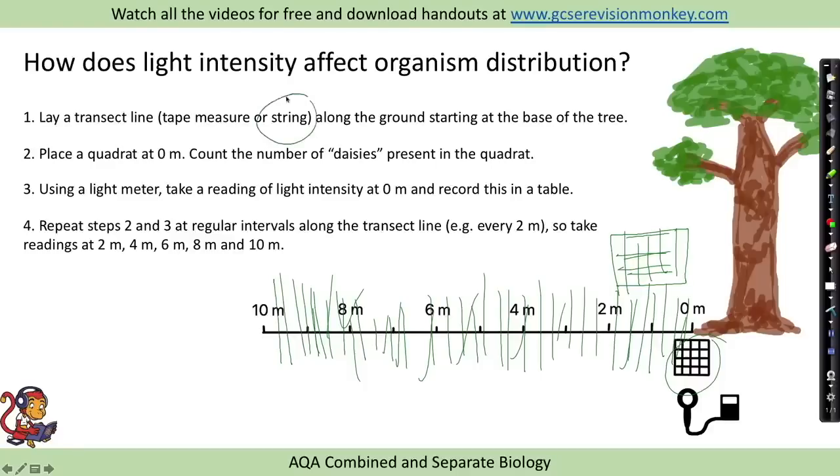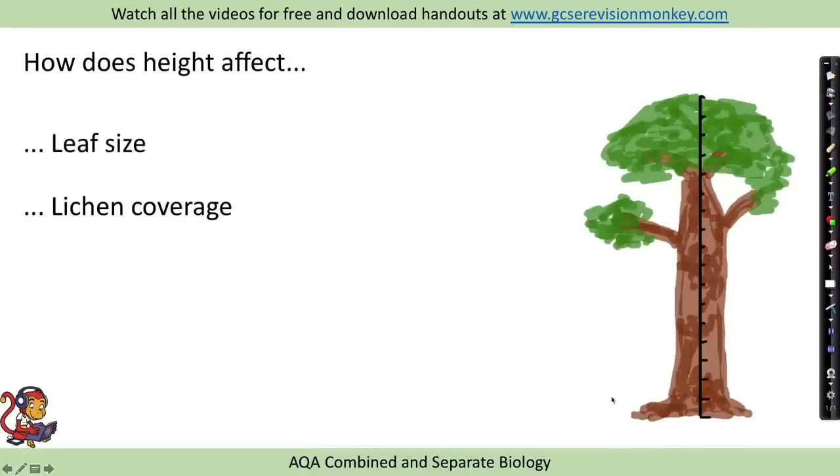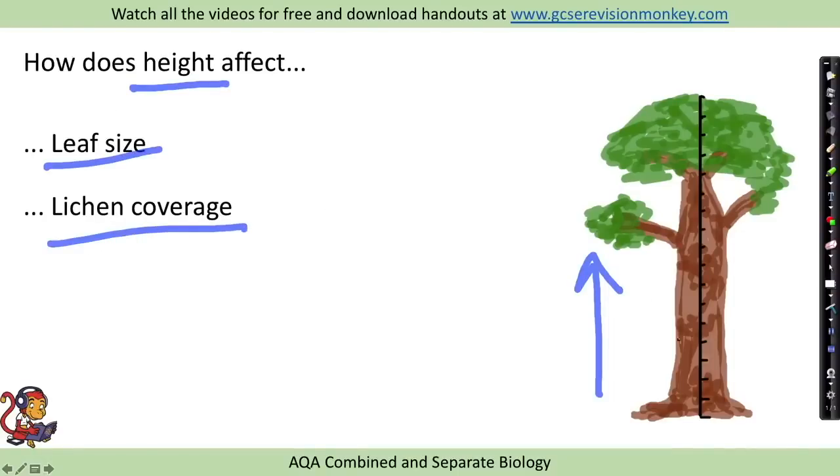So if you've used string and pulled that along the long grasses, you might be simply counting the different species that are touching the transect line. Another thing to look out for, don't be put off if they talk about wanting to measure something vertically. So for example, they could look at how height affects leaf size or how height affects lichen coverage. In this case, think about doing the practical in exactly the same way.